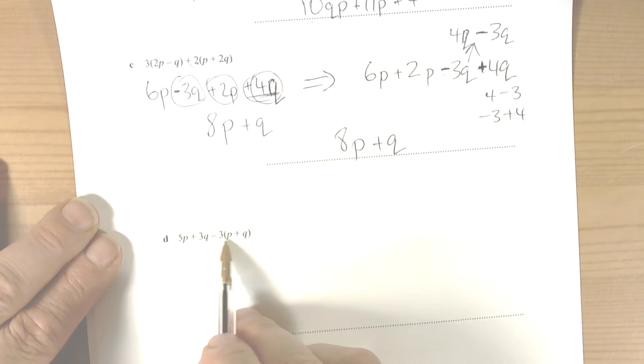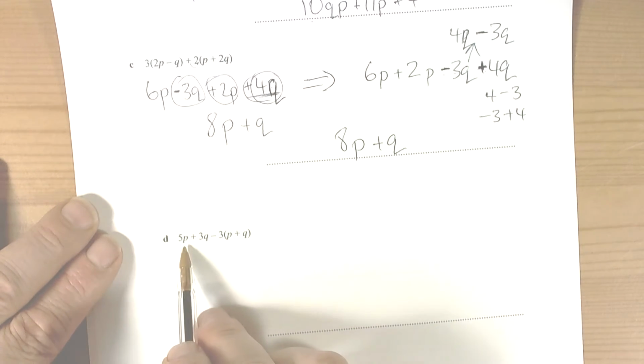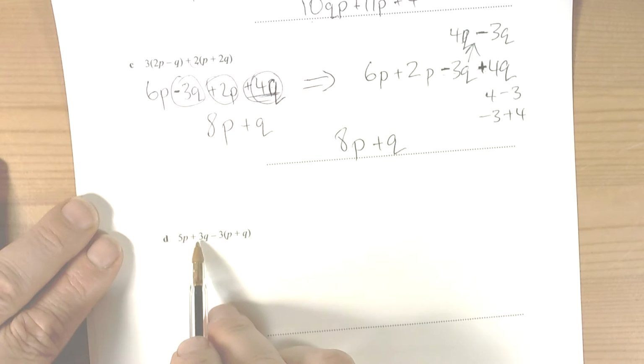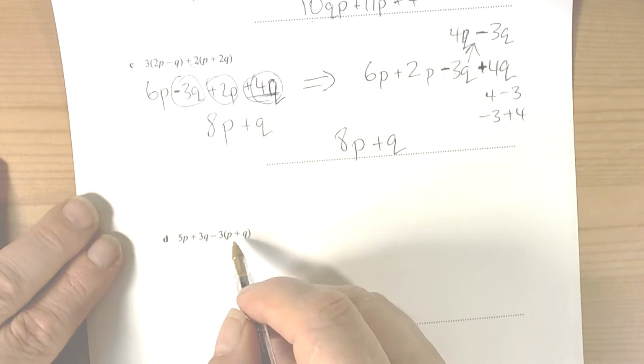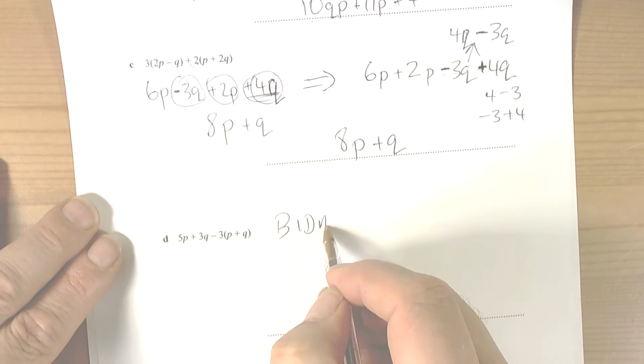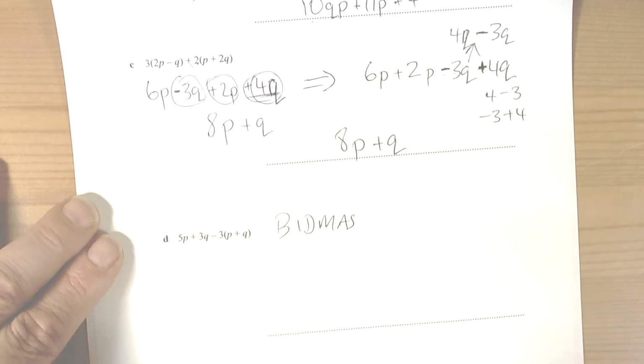This last question on this sheet has got 5p's plus 3q's take away the bracket. So again, thinking about BIDMAS and the order of operations, deal with things with brackets first.